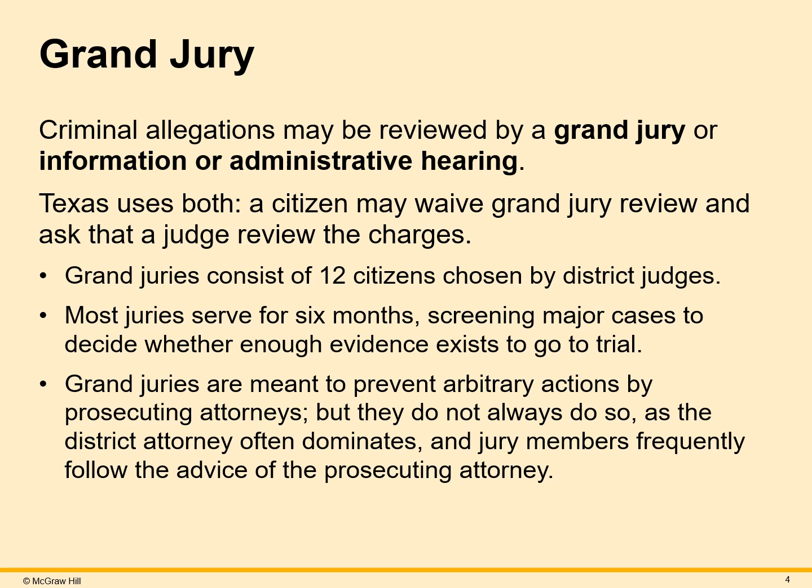A grand jury. Criminal allegations may be reviewed by a grand jury or information or administrative hearing. Texas uses both. A citizen may waive grand jury review and ask that a judge review the charges. Grand juries consist of 12 citizens chosen by district judges. Most juries serve for 6 months, screening major cases to decide whether enough evidence exists to go to trial. Grand juries are meant to prevent arbitrary actions by prosecuting attorneys, but they do not always do so, as the district attorney often dominates and grand jury members frequently follow the advice of prosecuting attorneys.